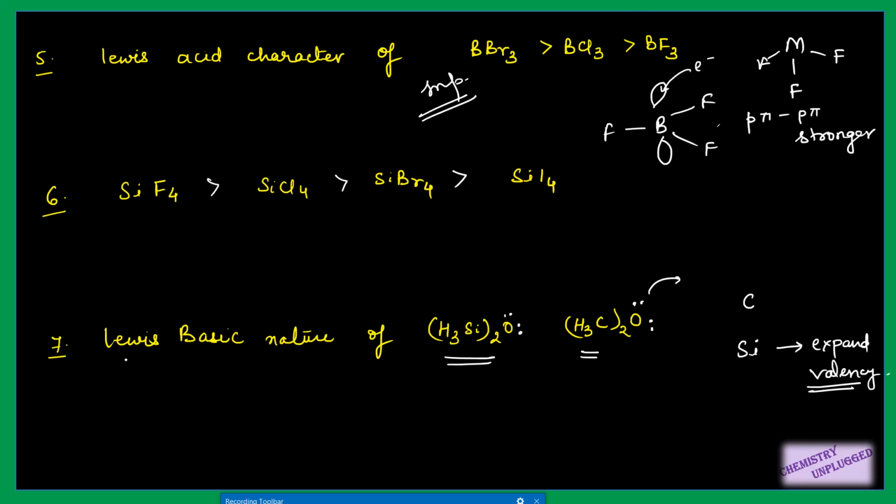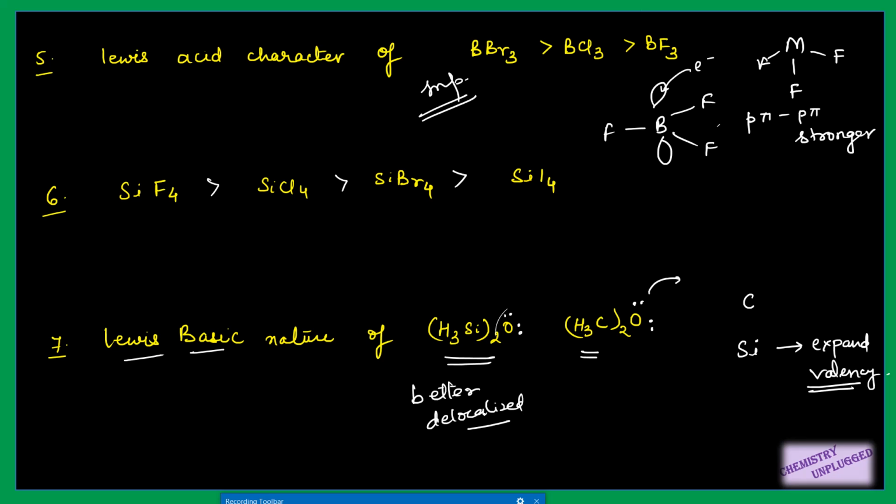We are talking about the Lewis basic nature. Lewis basic nature means these electrons can be donated, that is why it is acting as a Lewis base. These two are acting as a Lewis base. Now if we want to compare their strength, their basic strength is compared. So if it can expand its valency, it can show better delocalization of electrons.